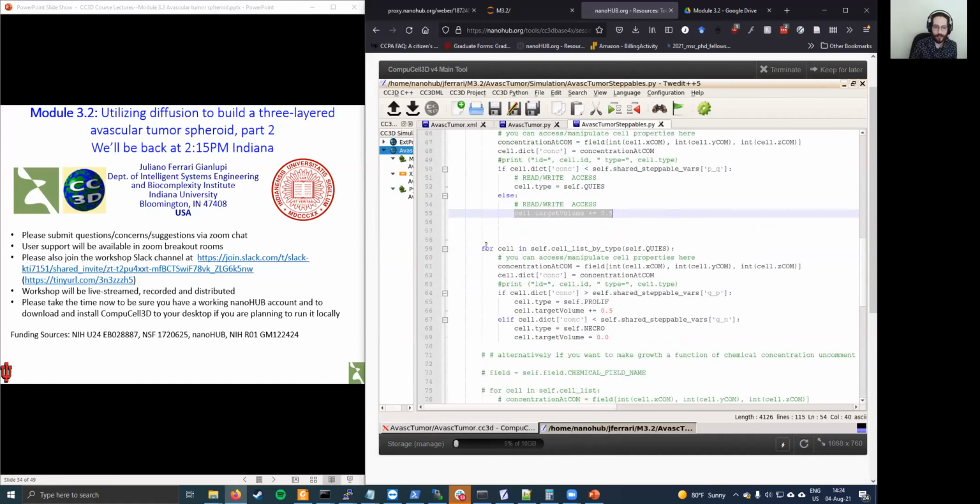And then we are doing something similar for the quiescent cells. Again, measuring the concentration, saving it. If the concentration is above the threshold to go back to being proliferating, it becomes proliferating again, and it also grows by a little bit. And if the concentration is below the necrosis threshold, we are setting them to be necrotic, and we are setting their target volume to be 0.